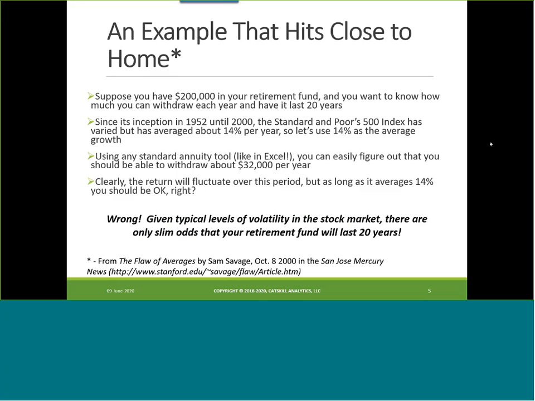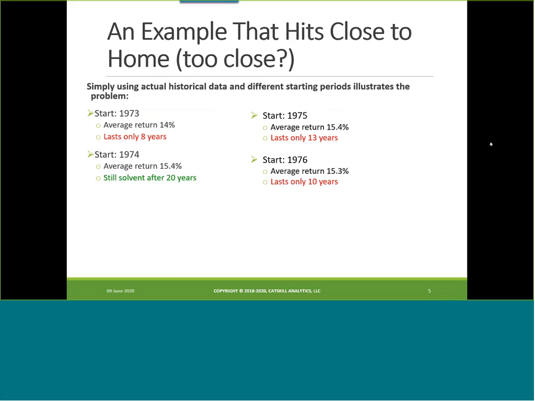Well, it turns out the answer is wrong. Given typical levels of volatility in the stock market, there are only slim odds that your retirement fund will last for 20 years. And what Dr. Savage did was he went back and looked at historical 20-year periods starting in 1973, 74, 75, and 76. And you can see the summarized results here.